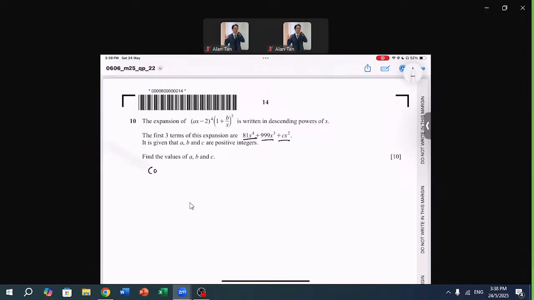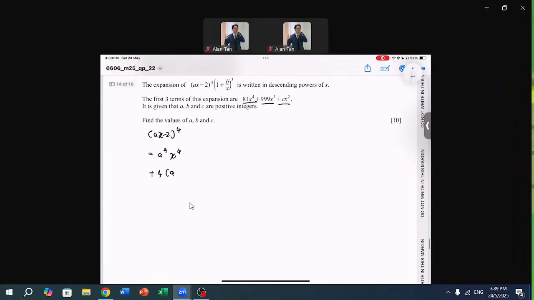So let's just quickly expand them out. (ax minus 2) power 4 equals a power 4, x power 4, plus 4a power 3 x power 3 times negative 2.